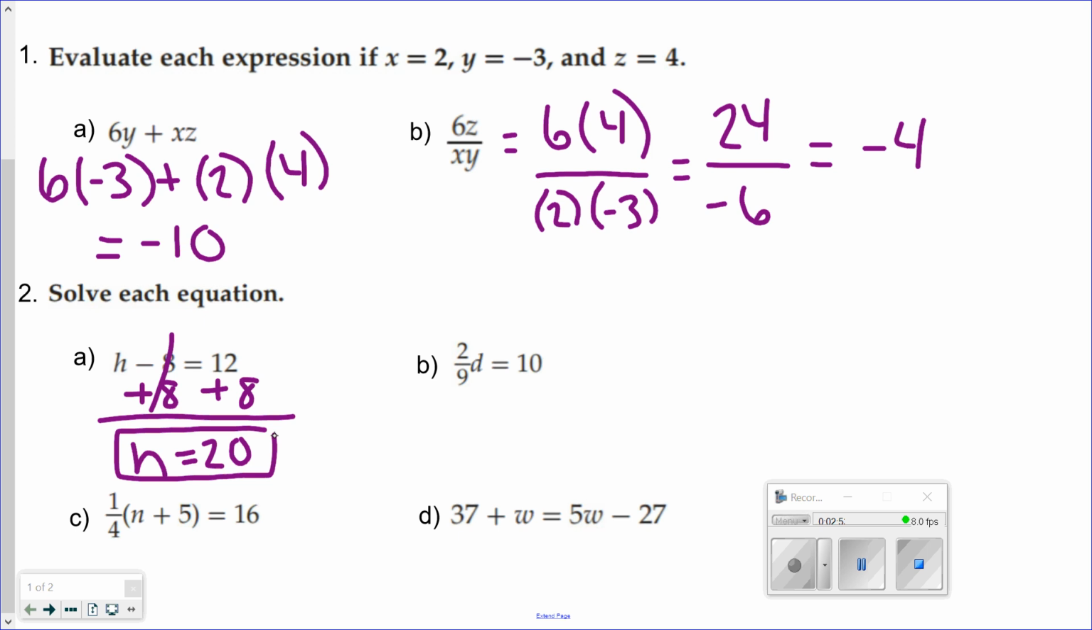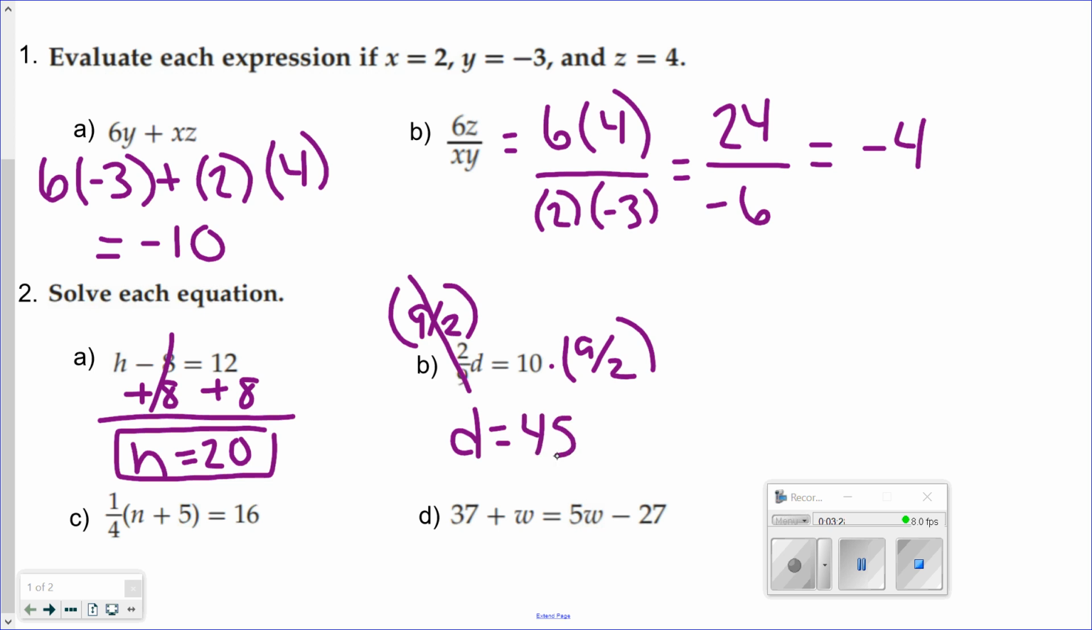All right, part B, I want to get rid of this 2/9 in front of the d variable. And to do that, I'm going to multiply by the reciprocal. So the reciprocal of 2/9 is 9/2. It's really hard to write on this, so I apologize for the bad handwriting, which means I'm going to multiply 10 by 9/2. So these cancel, and d is equal to, in your calculator, you want to plug in 10 times, in parentheses, 9 divided by 2, and you will get 45.